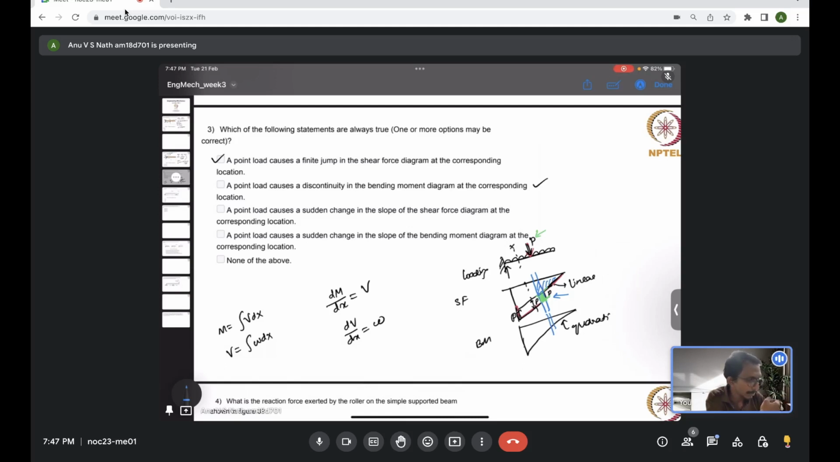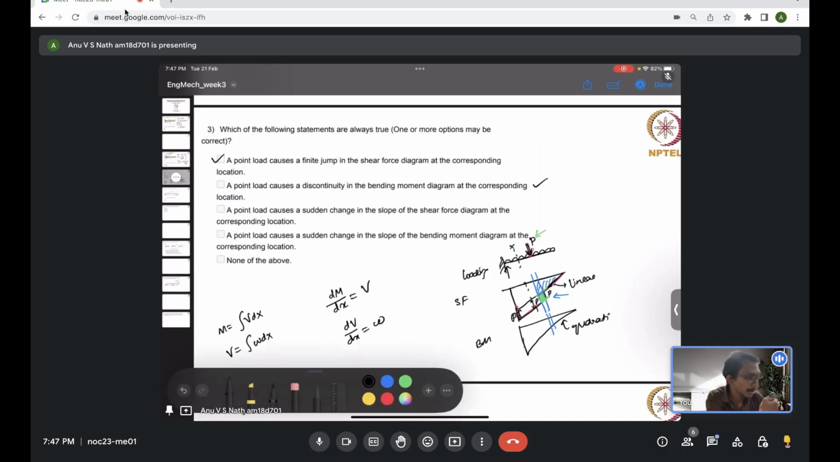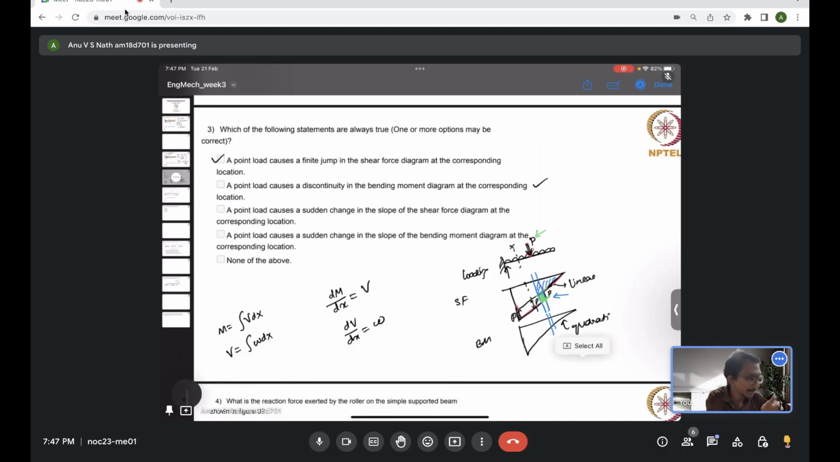So what I want to say is that this is not going to alter the bending moment diagram with a sudden jump, but with a sudden slope change. So I hope that makes sense to you. If it is not clear, you can tell me, so I will try to explain it again.